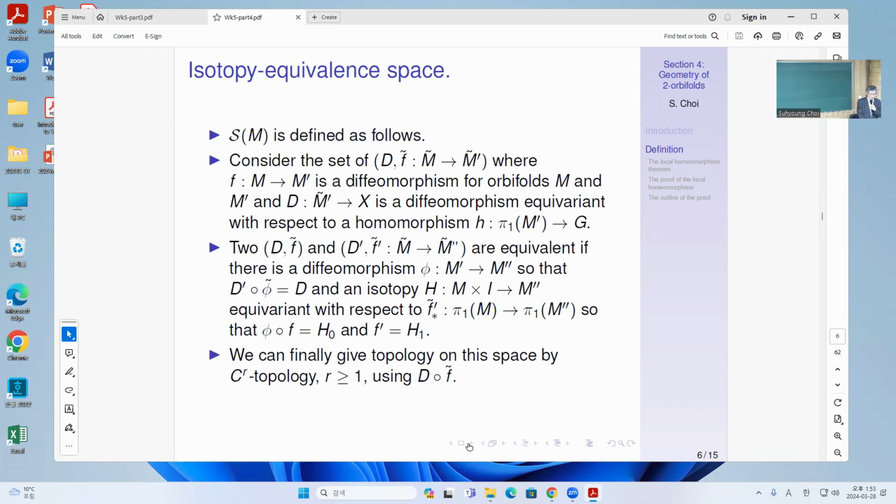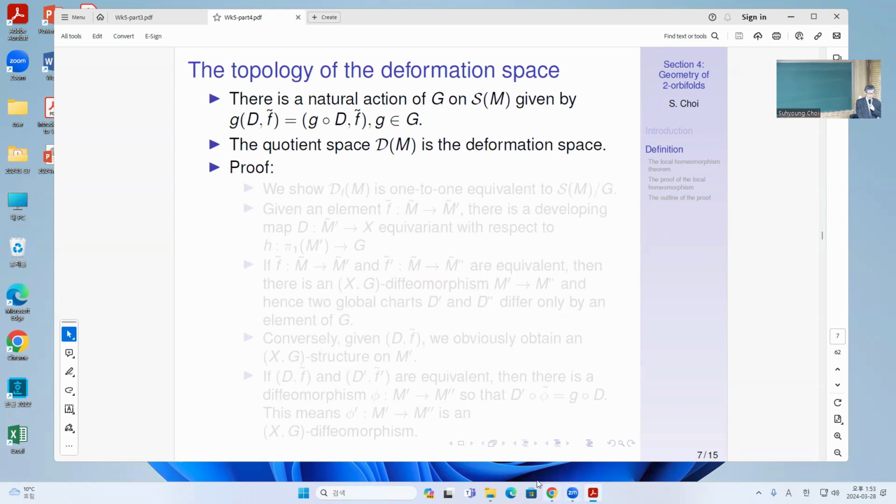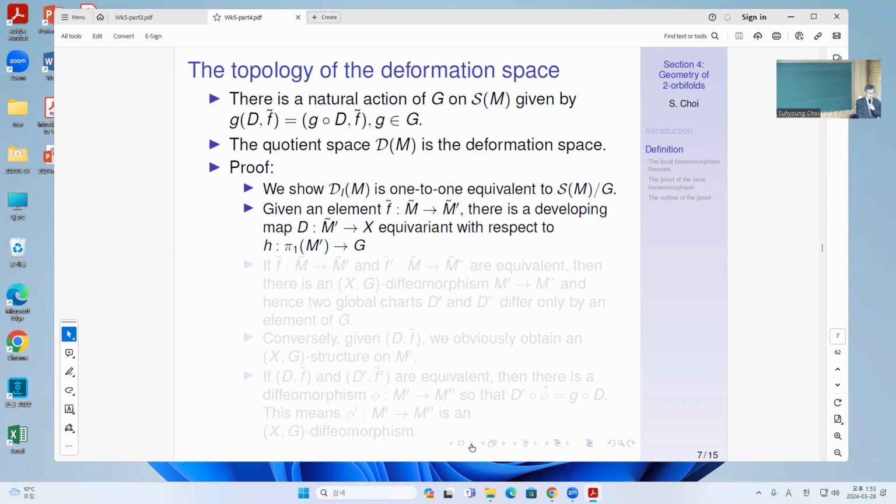So this space is a little bit different because I required this one. But then there is a natural action of G here, which is just that you act by G here. So that's the only difference. And then the quotient space is the deformation space. It's the same as the deformation space. I mean that it's one-to-one equivalent to this, because we showed that DIM is one-to-one equivalent to this space.